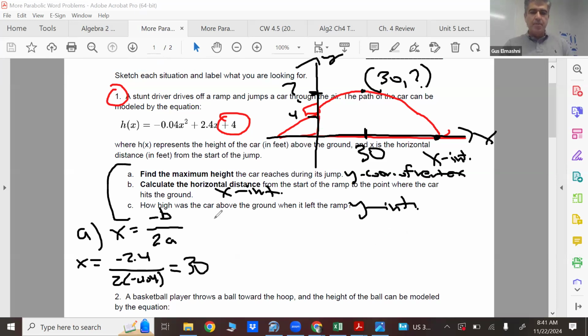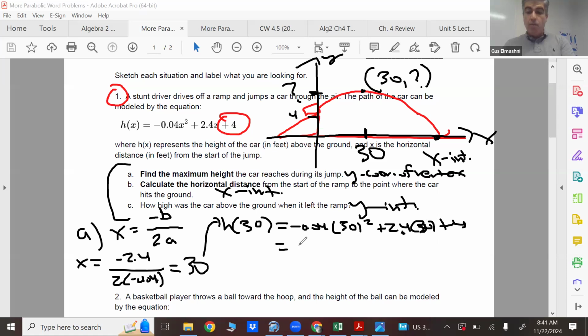Over here, you plug 30 into the function. So H of 30 equals negative 0.04 times 30 squared plus 2.4 times 30. Sorry, my handwriting is bad here. Plus 4. So it should be 40 feet.